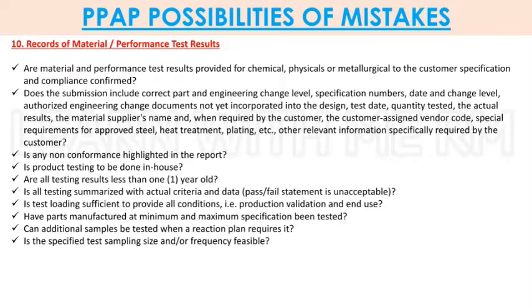Test date, quantity tested, the actual results, the material supplier's name and, when required by the customer, assigned vendor code, special requirements for approved steel, heat treatment, plating, etc. Other relevant information specifically required by the customer. Is any non-conformance highlighted in the report? Is product testing to be done in-house? Are all testing results less than 1 year old? Is all testing summarized with actual criteria and data?